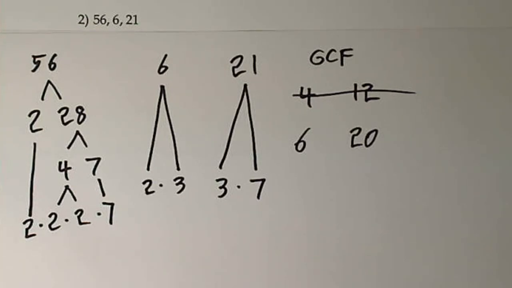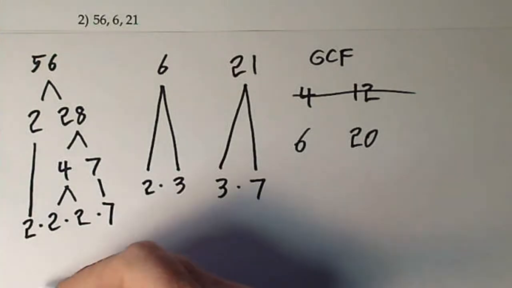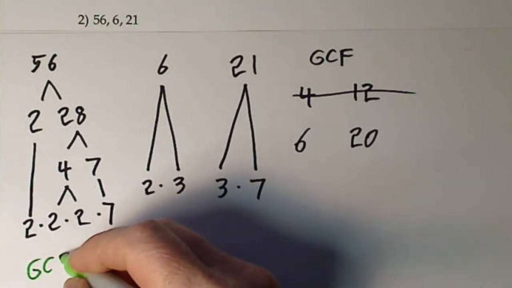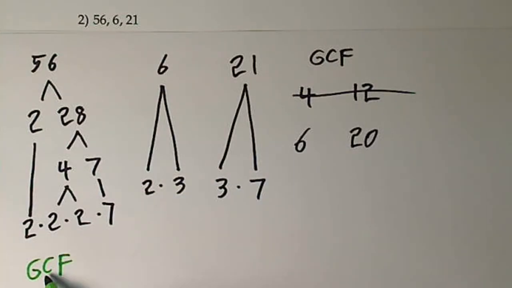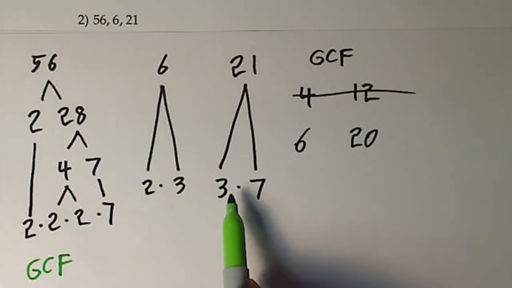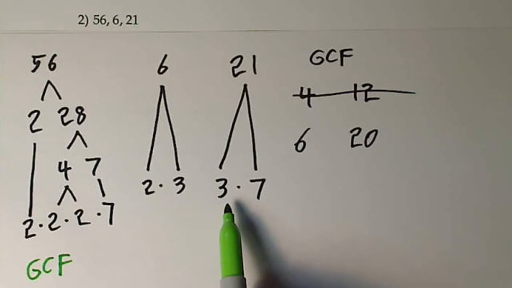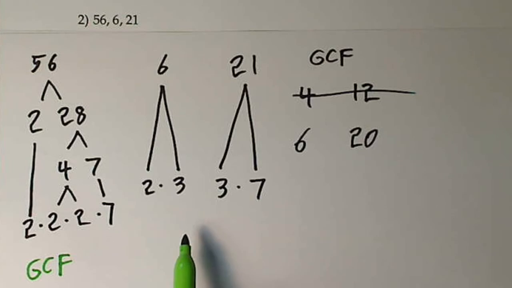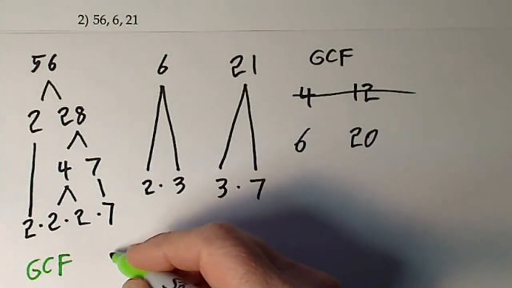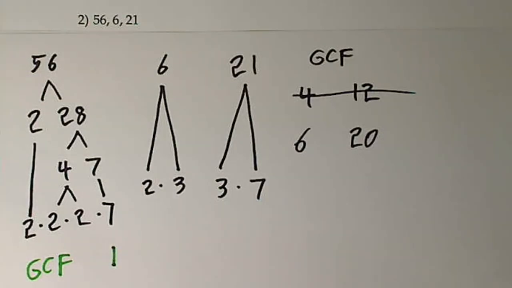For GCF, get out a different color here. For GCF, focus on common. It has to be in common to each one. You have a 2 here, a 2 here, but there's no other 2's. You have a 7 here and a 7 here, but there's no other 7's. So in fact, the greatest common factor is just a 1. Usually you can find something, but in this case, you can't. So the GCF of these 3 numbers is a 1.